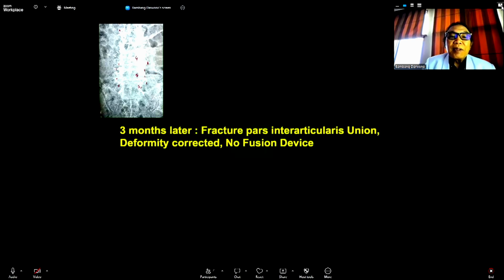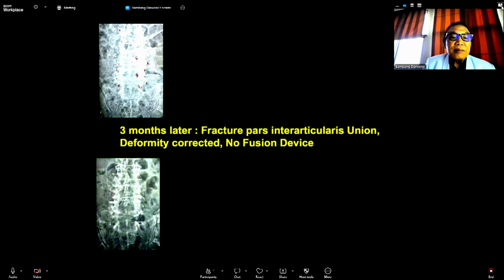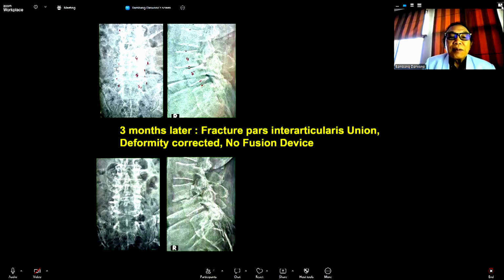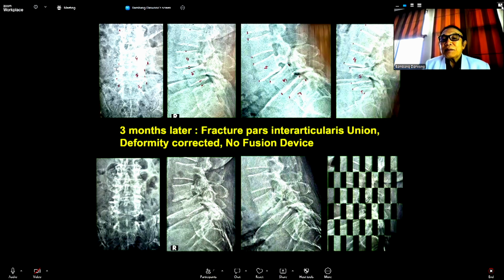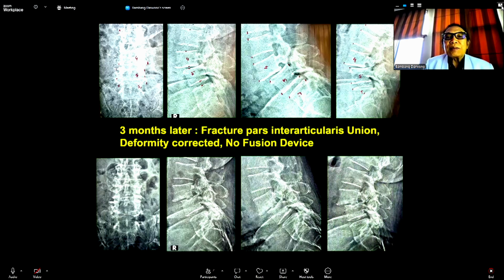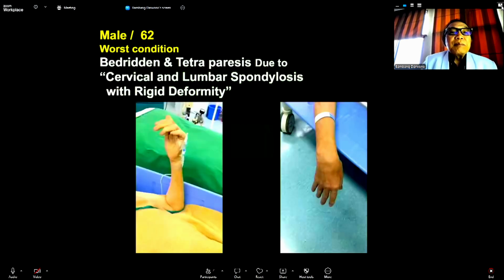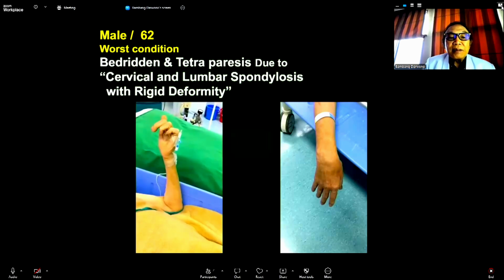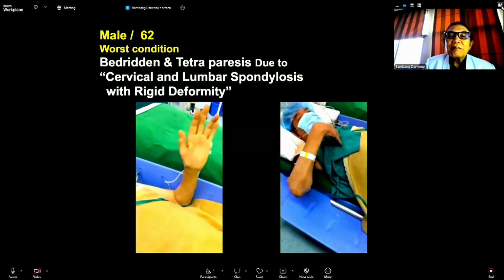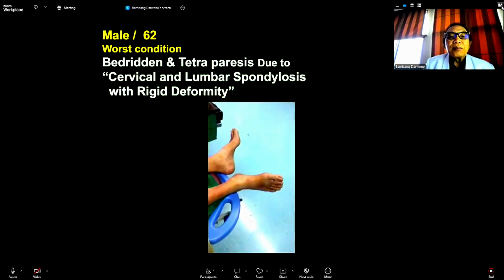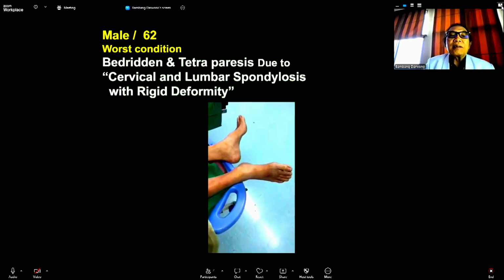Before, deformity corrected, no fusion device. Before and after. No fusion device. This is male 62, the worst condition, bedridden tetraplegia due to cervical and lumbar spondylosis with rigid deformity. You can see the left hand only moves like this, cannot wake up. The right hand like this, and both legs only move like this.